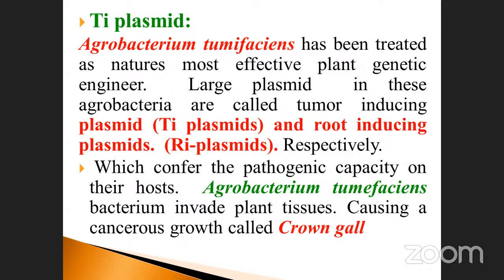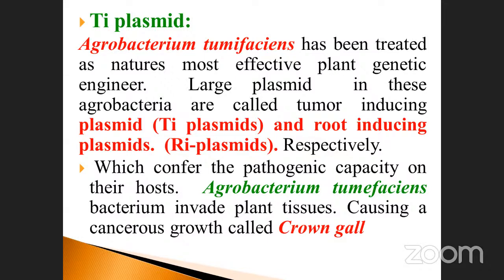Okay. So the large plasmid in these agrobacteria is called the tumor inducing plasmid. That's why it is simply called Ti plasmid. And also another one is also, this one is called tumor inducing. Sometimes it may be called the root inducing plasmid. That's why it is called Ri plasmid respectively.